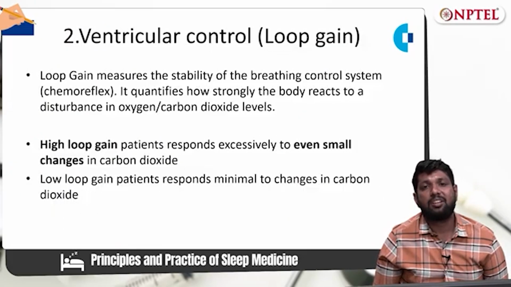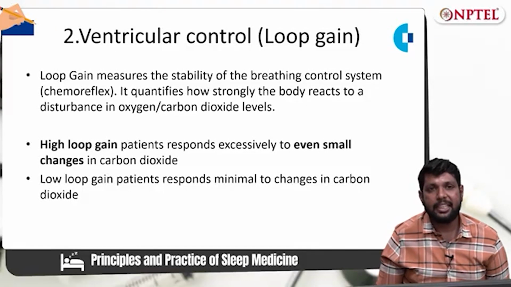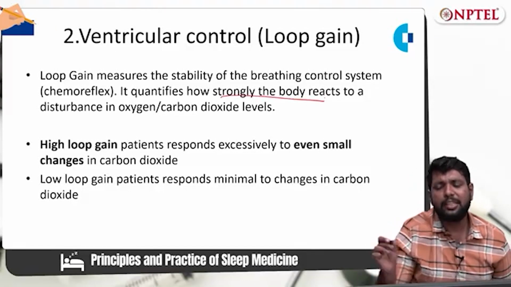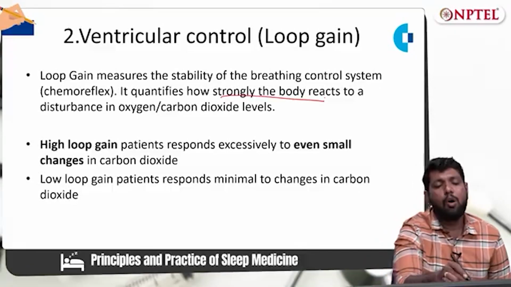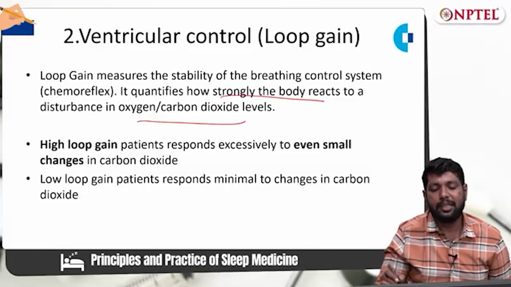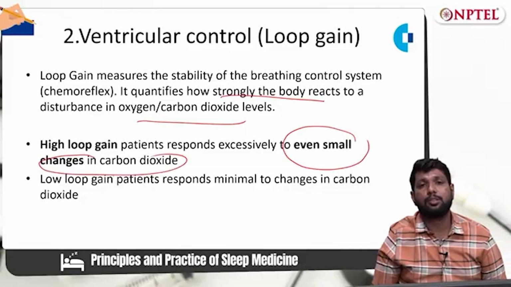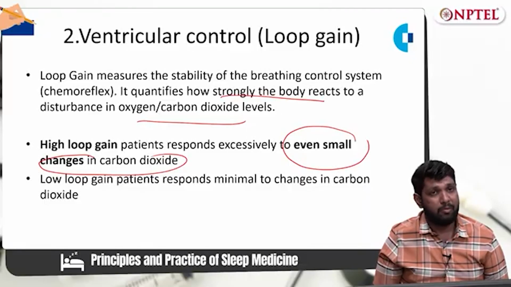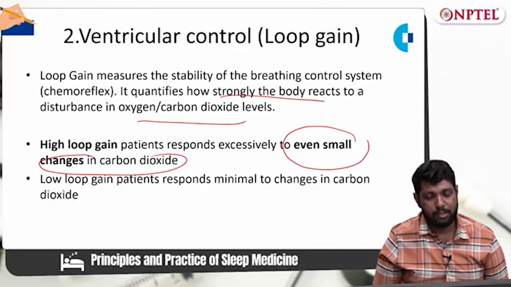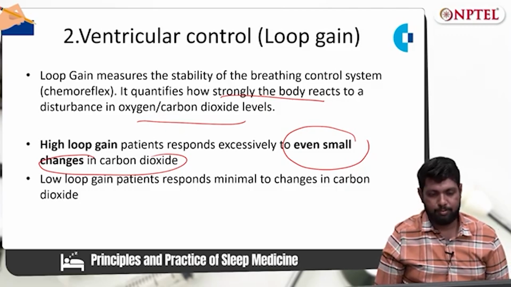The second important trait is ventilatory control, or loop gain. What is loop gain? The loop gain measures the stability of the breathing control system, that is, the chemoreflex. It quantifies how strongly the body reacts to a disturbance in oxygen and carbon dioxide levels. For example, a high loop gain patient responds excessively even to small changes in carbon dioxide. So high loop gain people have more tendency of getting OSA, while a low loop gain patient responds minimally to changes in carbon dioxide.